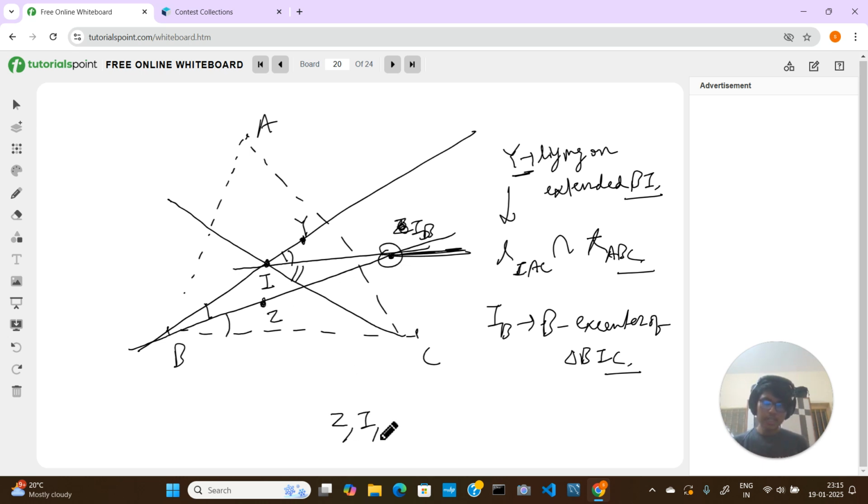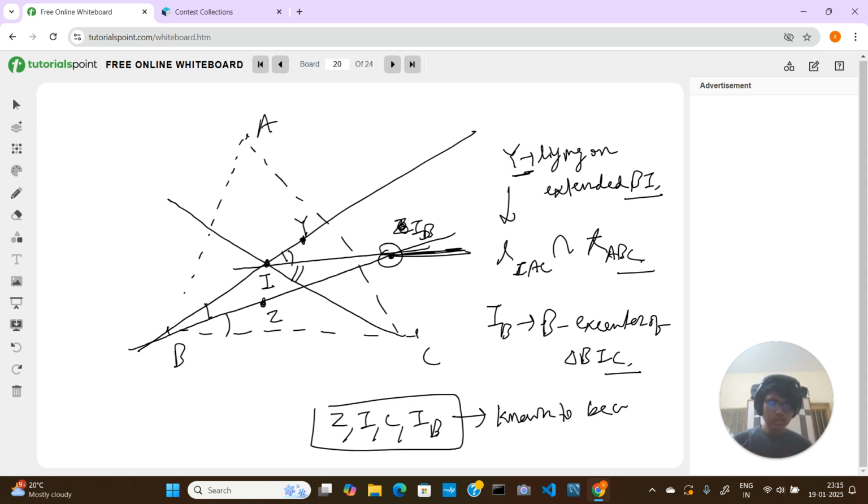So we have already marked these points Z, IC and IB, and by the incenter-excenter lemma we know that these are cyclic. So using lemma 3, what you can claim is that you can construct the center of this circle.